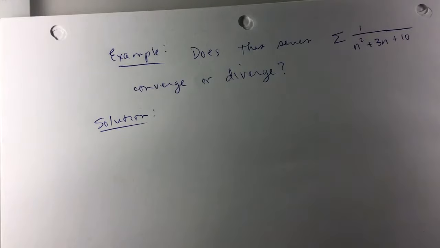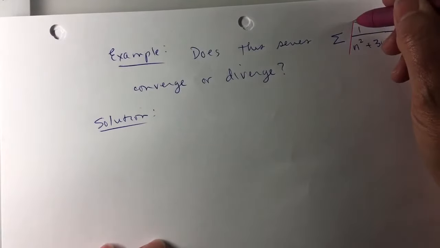What is the degree of the numerator? 0. So it's just the 1. And then the degree of the denominator is 2. So as I'm looking at this, I'm calling this the dominant term.